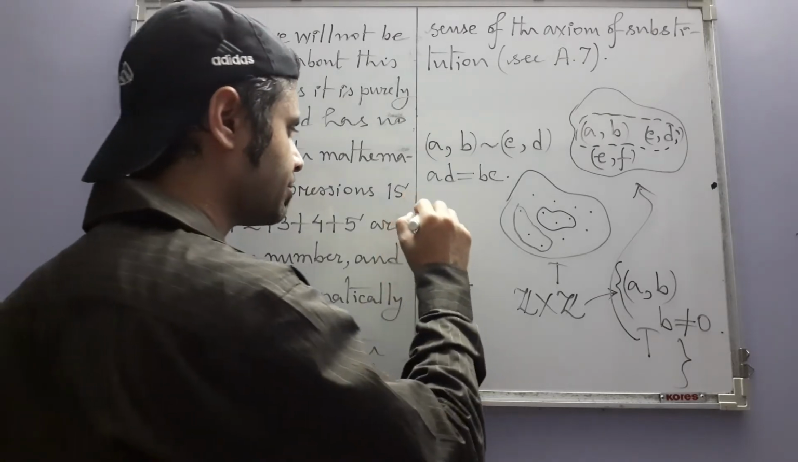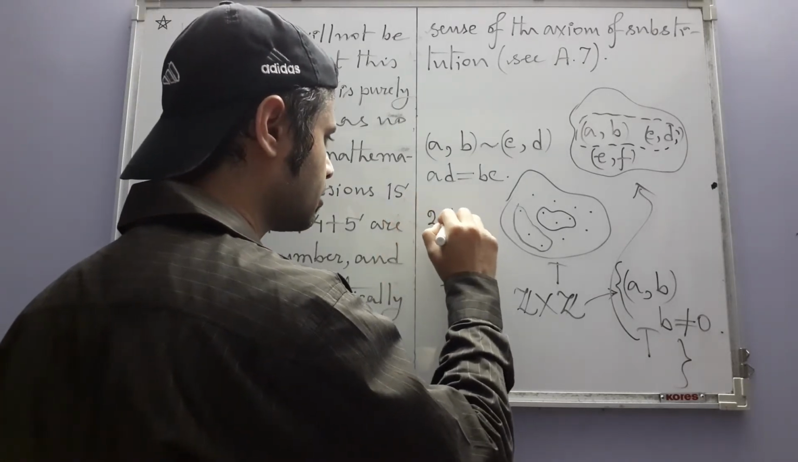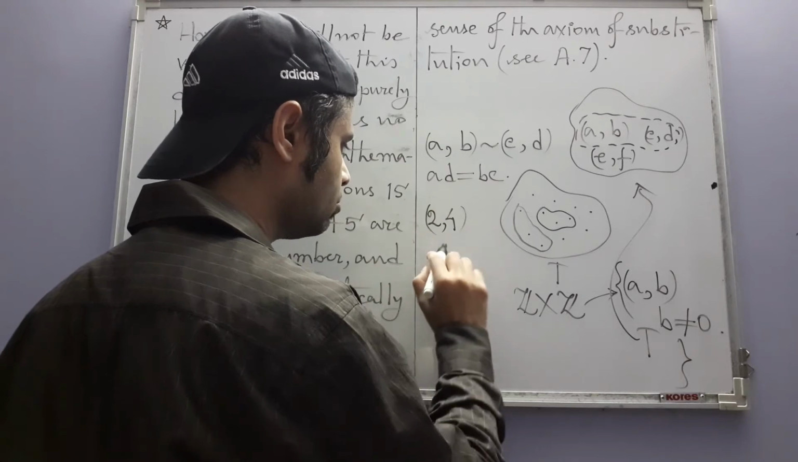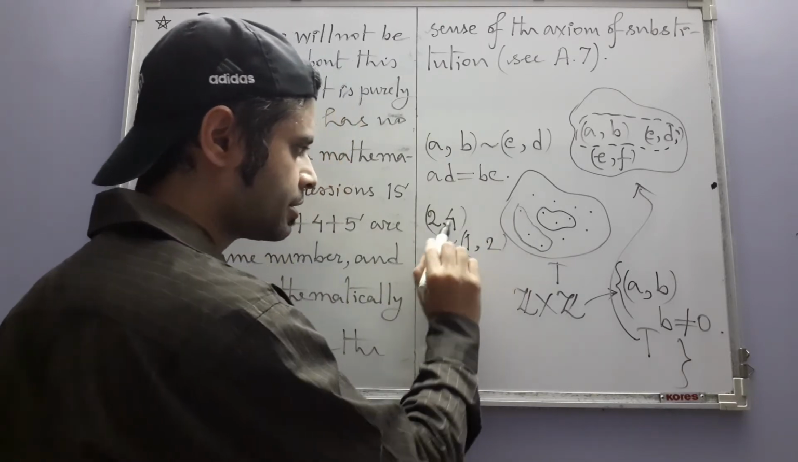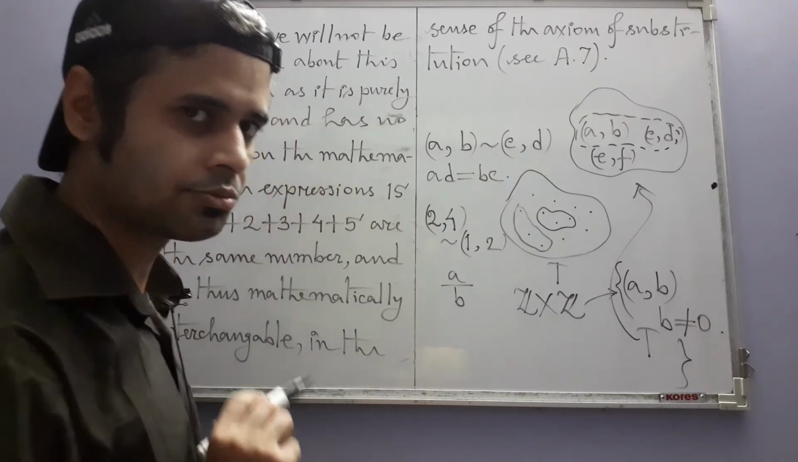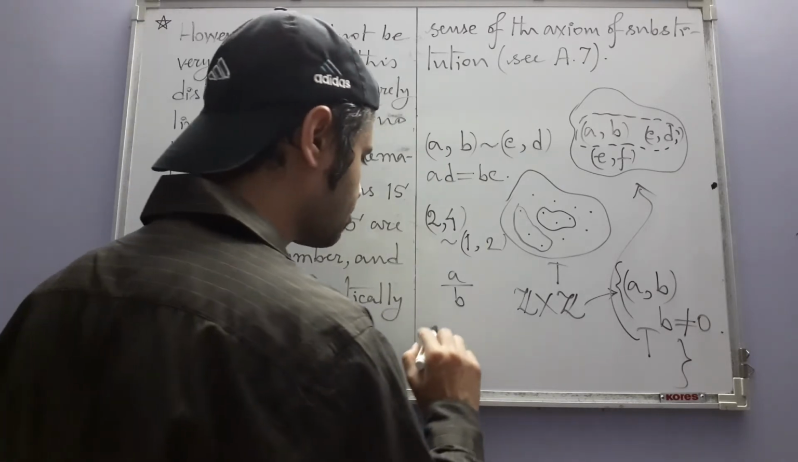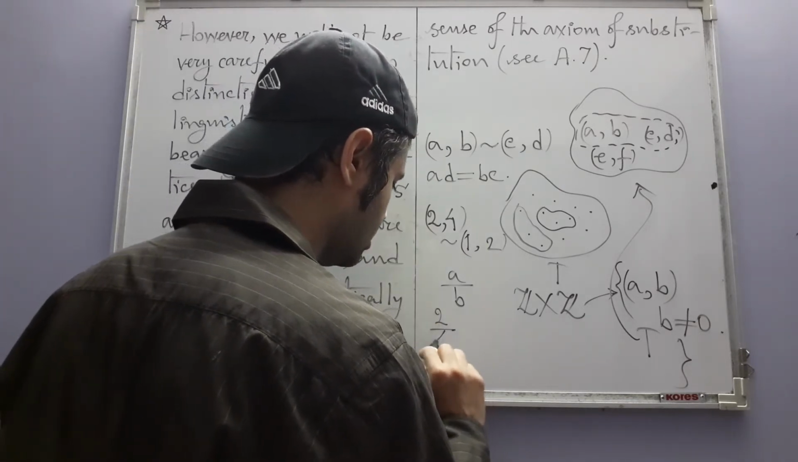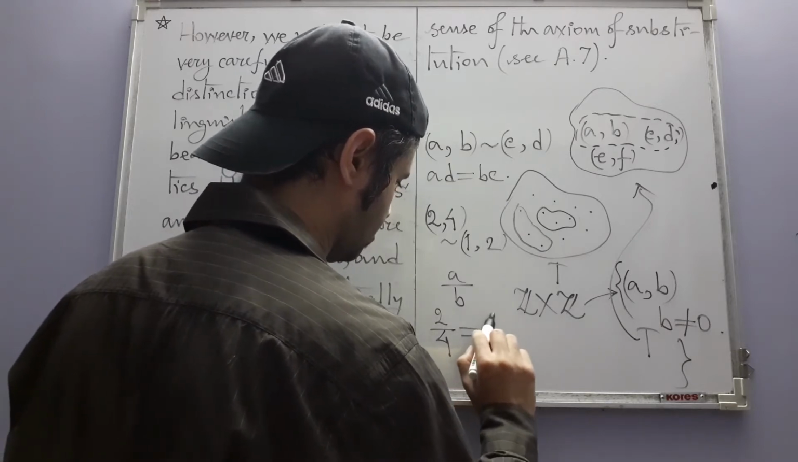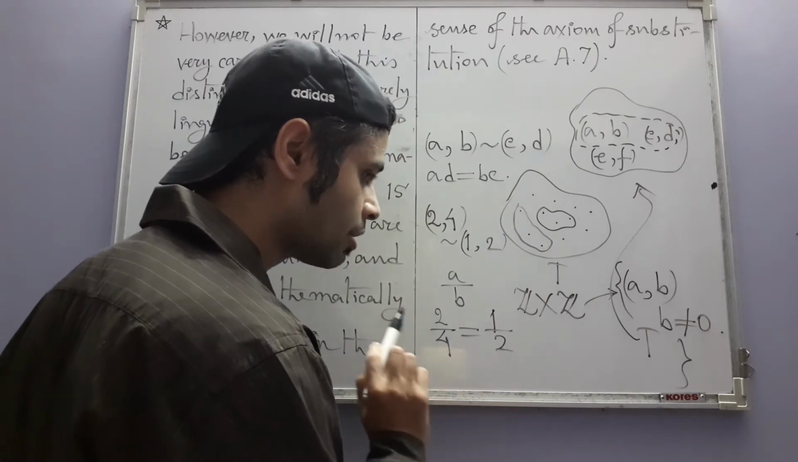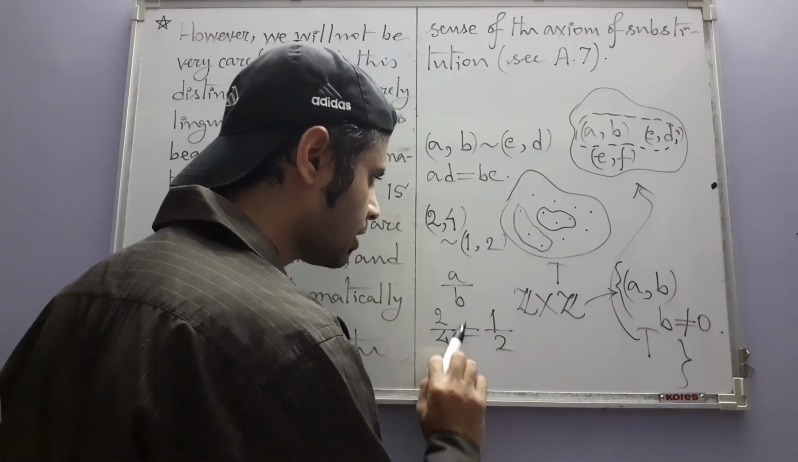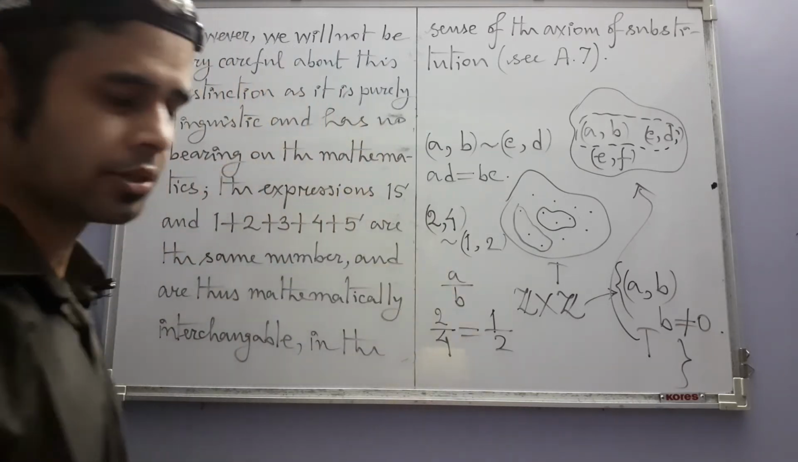According to this equivalence relation, the elements that are related will be treated as the same thing. That's how we have this, because (2, 4) is related to (1, 2): ad is equal to bc, 2 times 2 is equal to 4 times 1. So that is why these two corresponding rational numbers are treated as equal, and this equality is not literal equality. This equality is coming from this equivalence relation.